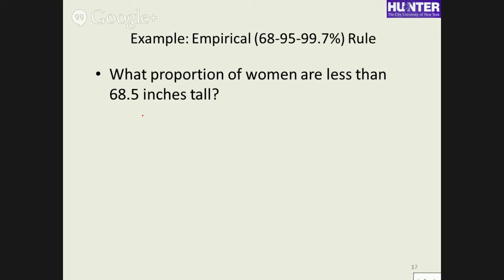So what proportion of women are less than 68.5 inches tall? And I think the mean was 65, and the standard deviation was 3.5.